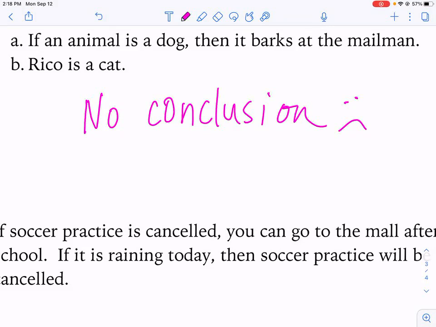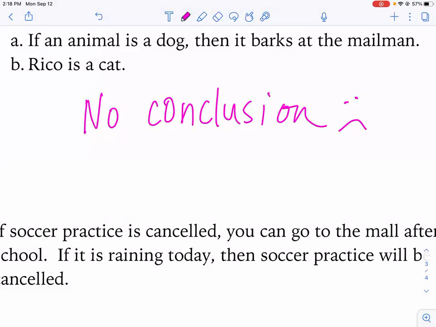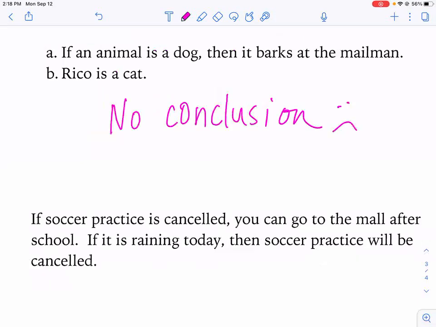If an animal is a dog, then it barks at the mailman. I would have to know something about a dog. I know nothing about a dog, so there's no conclusion that I can make definitively. Okay, Jonah, thank you for raising your hand. You're right. That's why we have no conclusion.